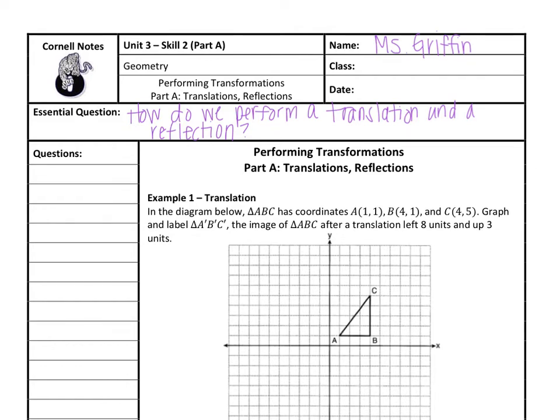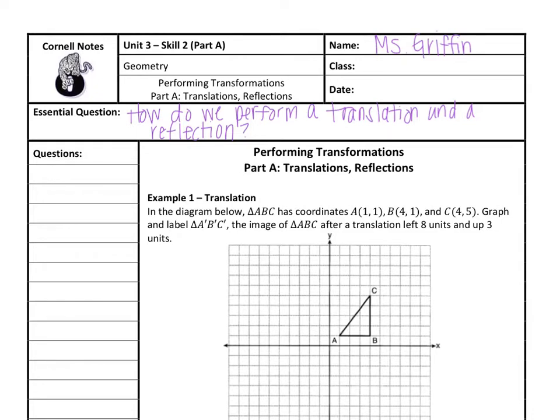We're looking at Unit 3, Skill 2, Part A. Skill 2 is split up into 3 different parts because we're talking about how to perform 4 different types of transformations. Today we're kind of doubling up with translations and reflections. So your essential question is, how do we perform a translation and a reflection?